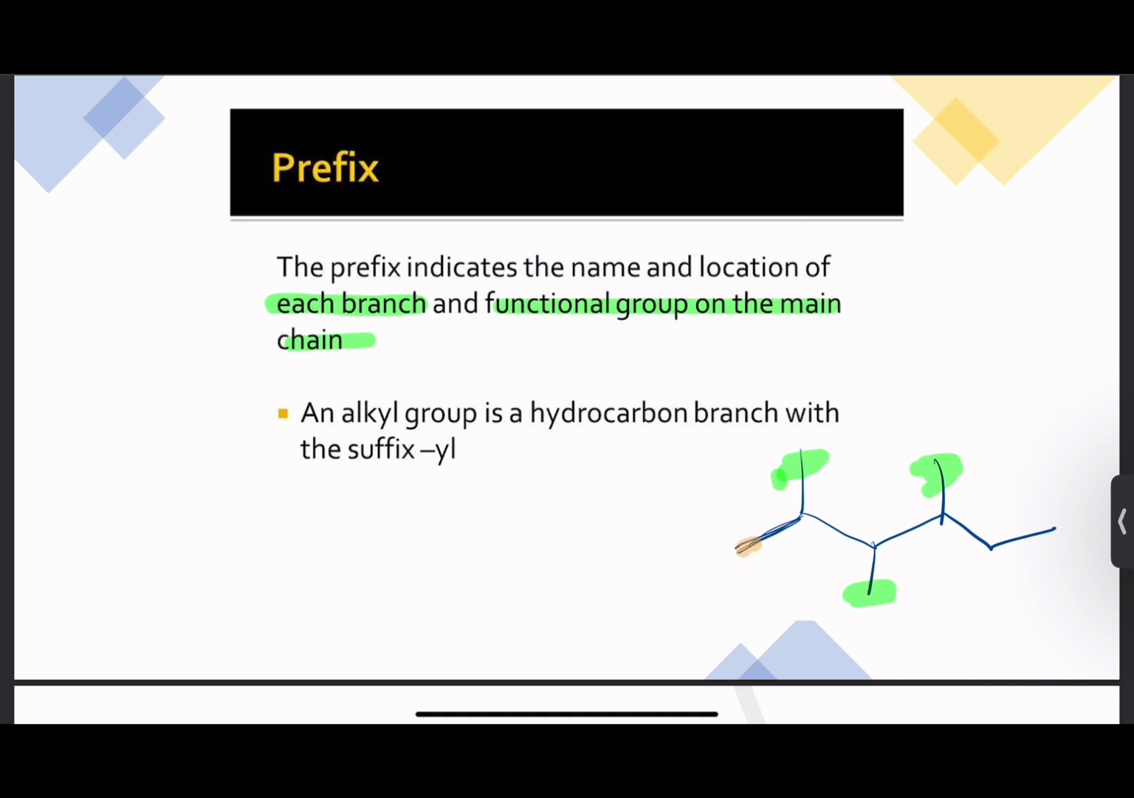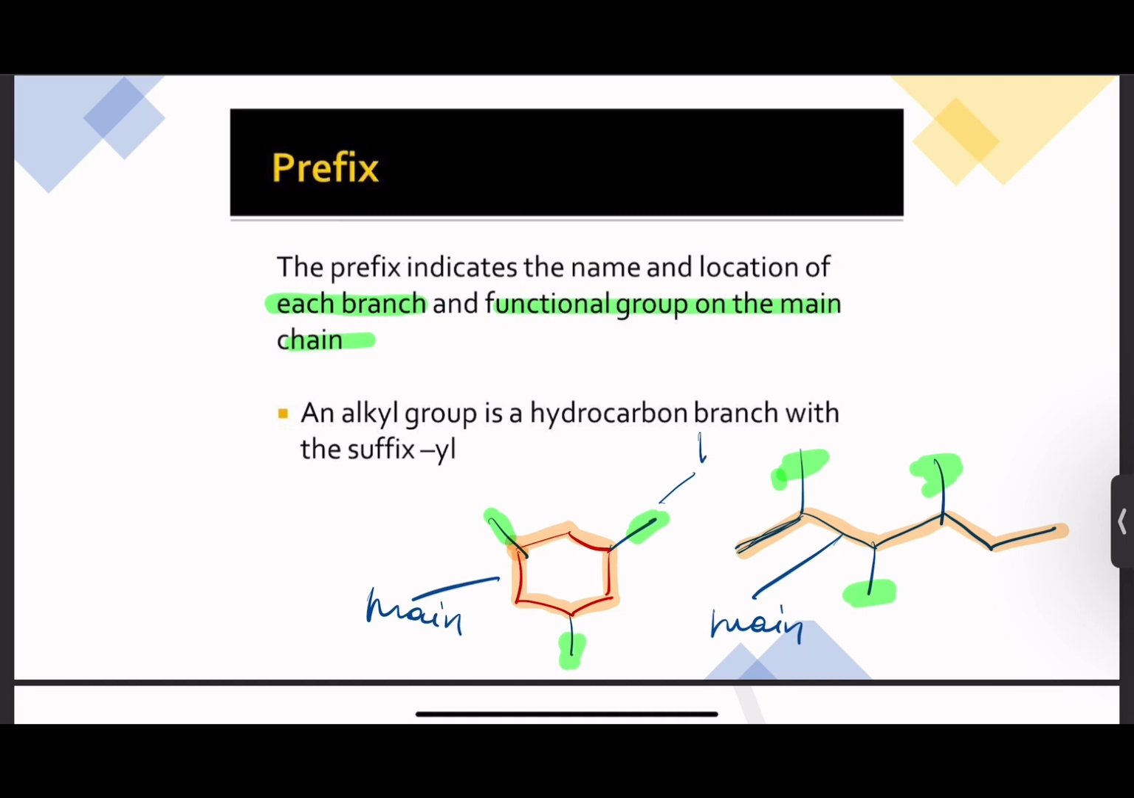But this one, the one in the middle, is your long chain. Or you may have, for example, a ring, okay? And then you can have branches attached to it as well. So again, these are your branches. But your main chain or the ring is here. This one is the main, same thing, main, and these ones are the branches.